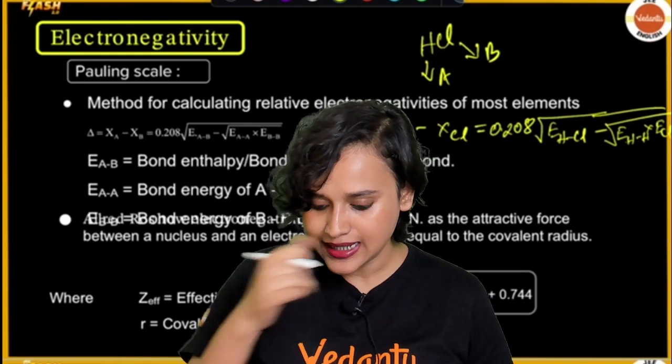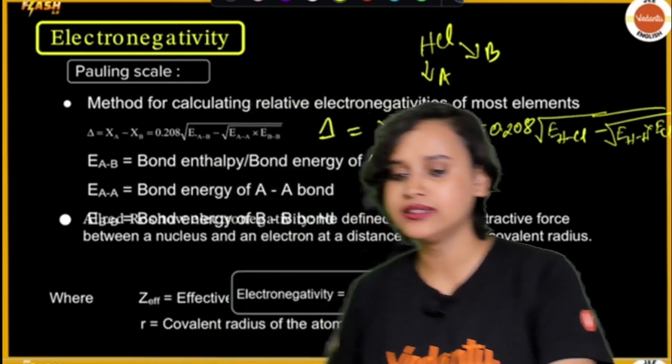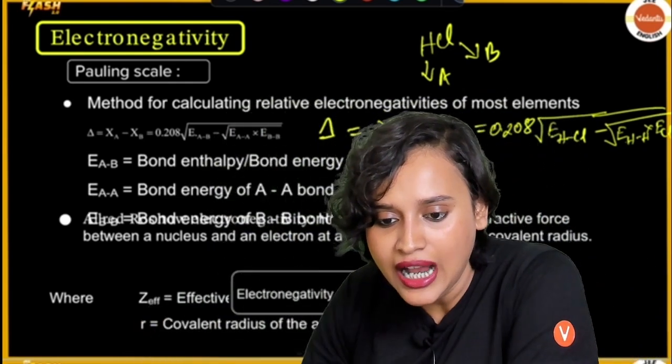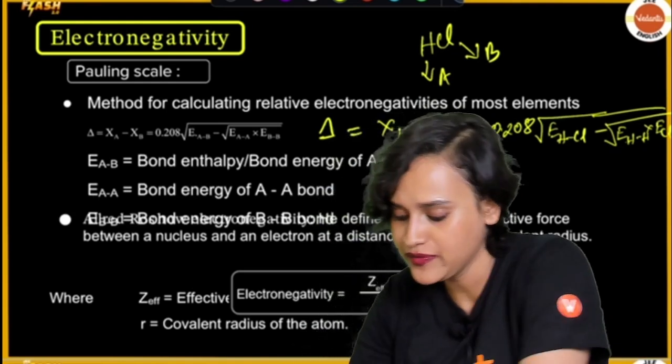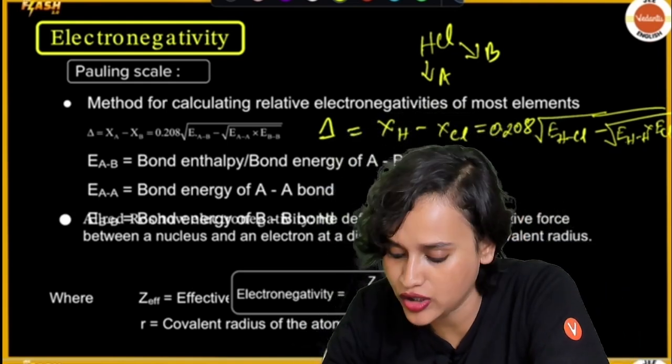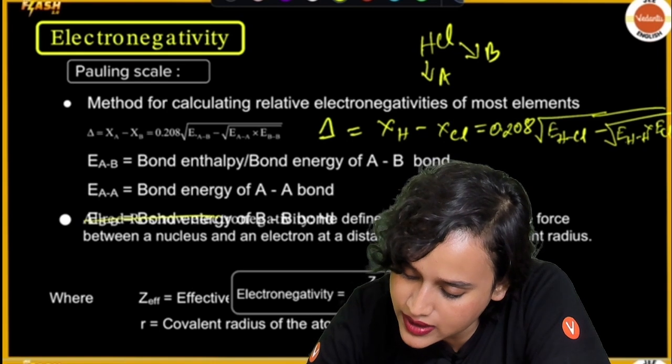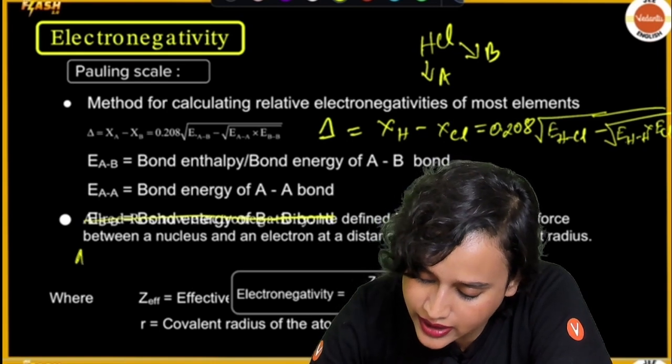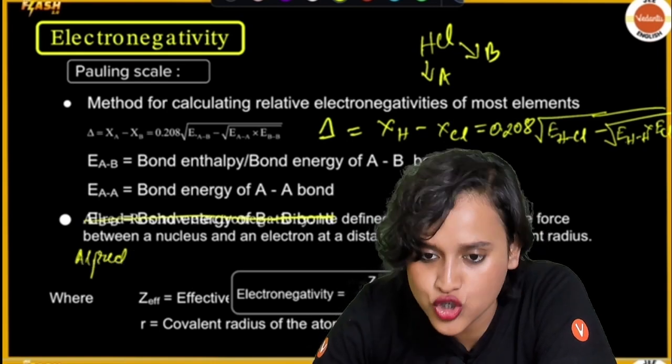Yeah, so it is. Okay, now here there is a scientist called Alfred Rochow. He also gave something about electronegativity. So I am just cutting this down and I'm writing it here. Alfred Rochow.